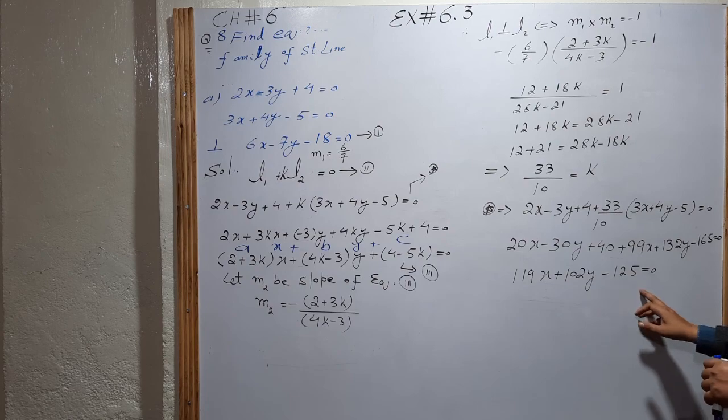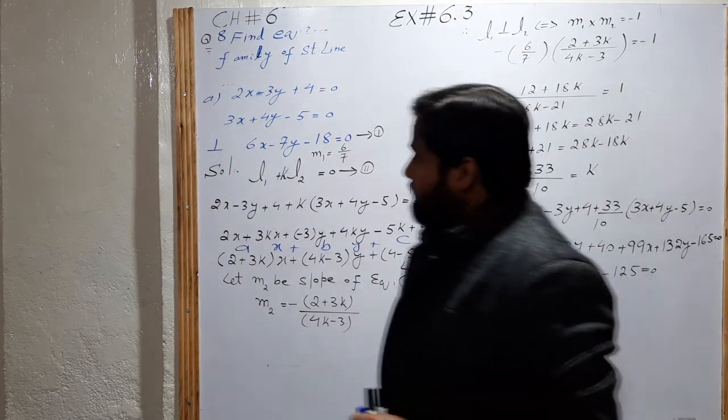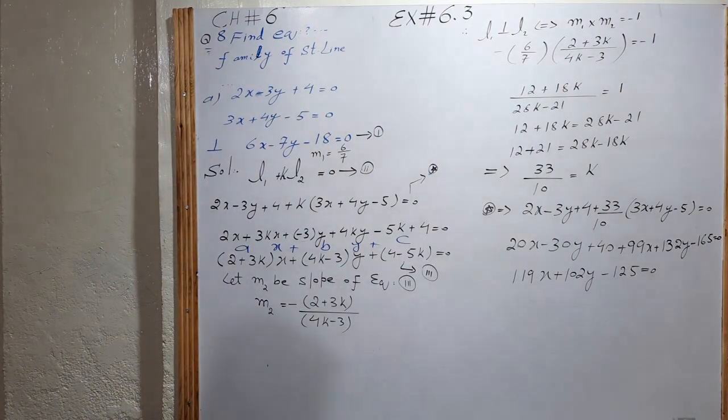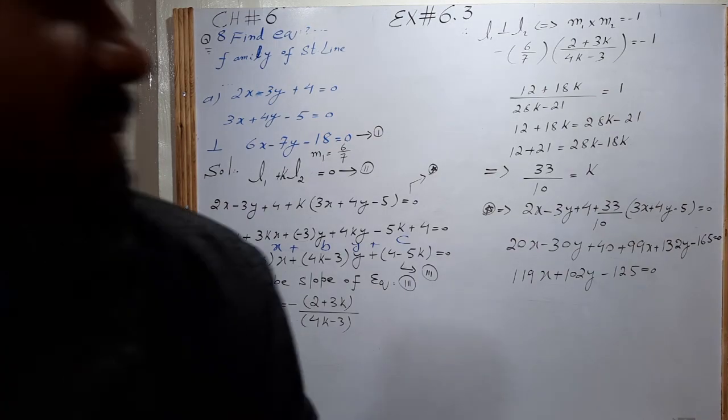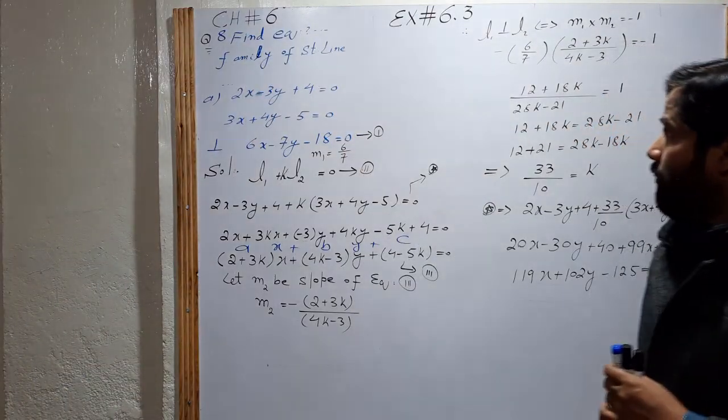ax plus by plus c is equal to 0, and that is all about question number 8, and all about exercise 6.3.